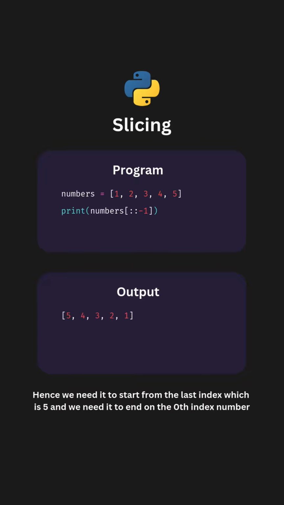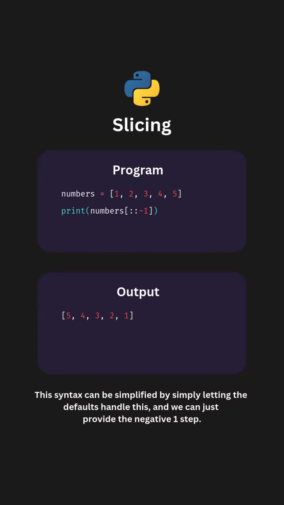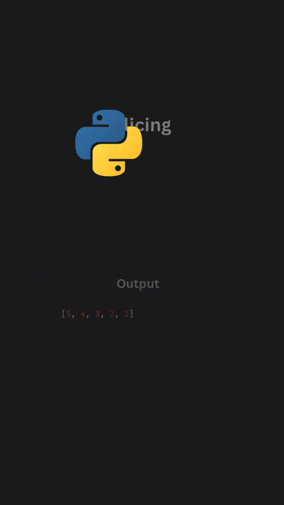Hence, we need it to start from the last index, which is 5, and we need it to end on the 0th index number. This syntax can be simplified by simply letting the defaults handle this, and we can just provide the -1 step. Now let me ask you again.